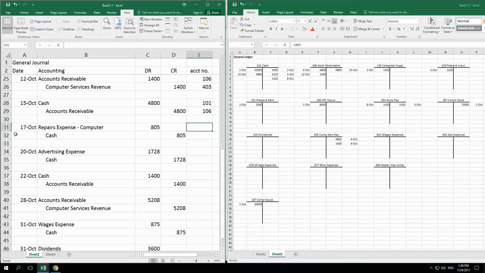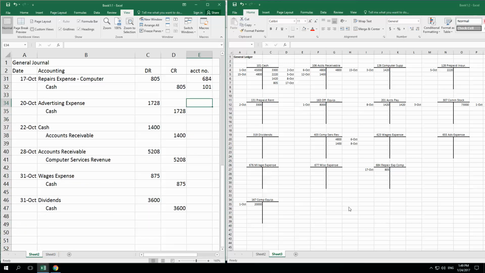Okay. October 17th, computer repair expense, or repairs expense computer, is debited for $805. Okay. And cash is credited for $805. So that's account 684. And cash is account 101.